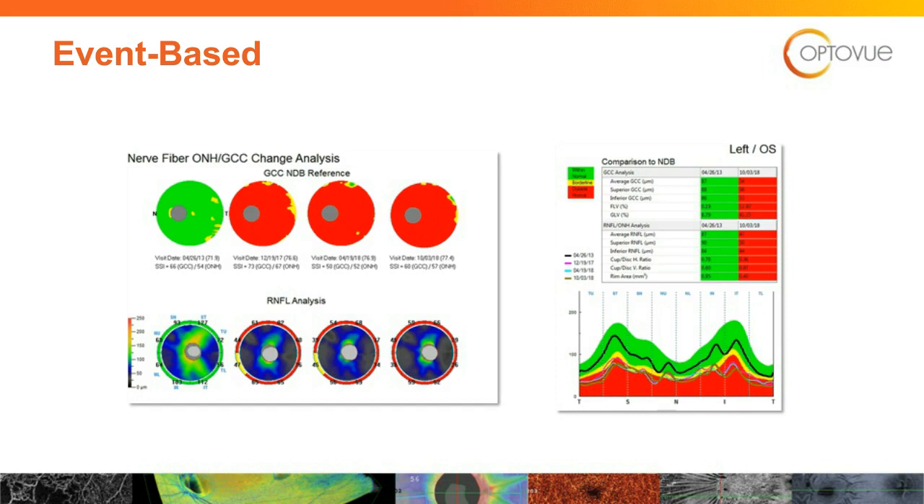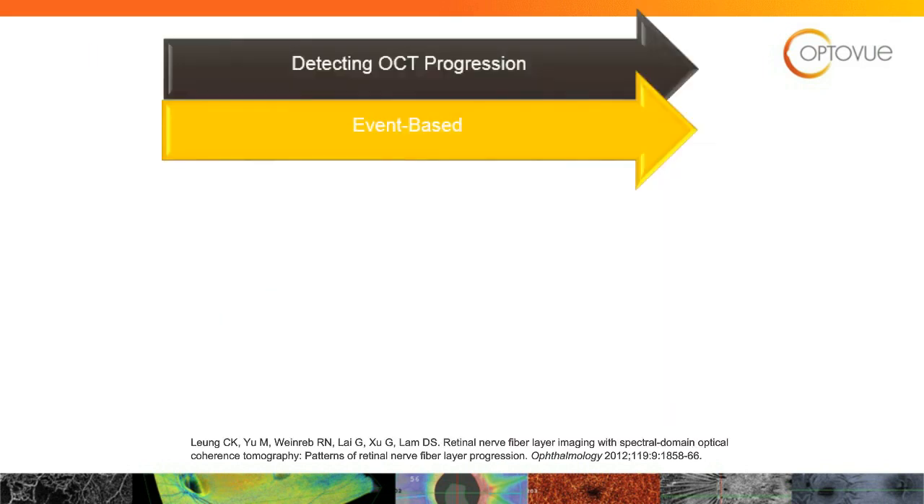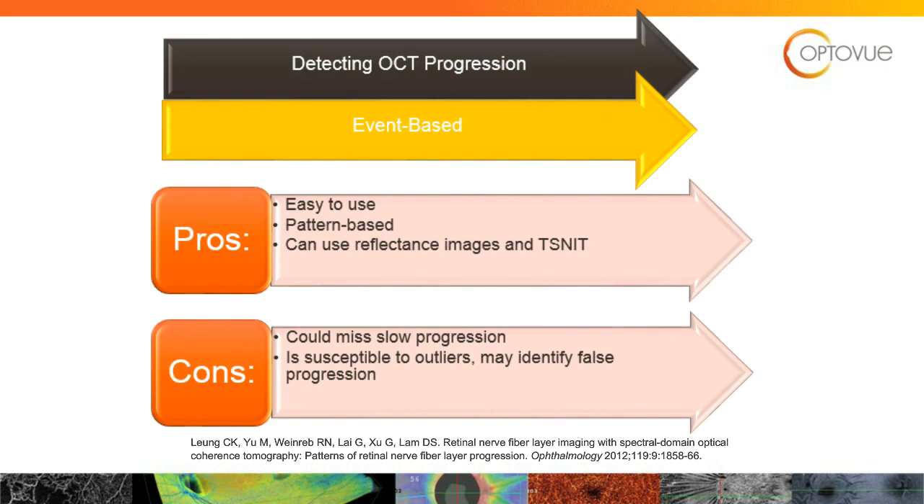So when we talk about event-based, there are some pros and some cons. It's easy to use. It's pattern-based. You can use your reflectance images and your Tisnet chart, just like I showed you, to look at progression. But there are some drawbacks to event-based. You can miss slow progression. If the progression is really slow, it could lull you to sleep, and you won't necessarily see those differences.